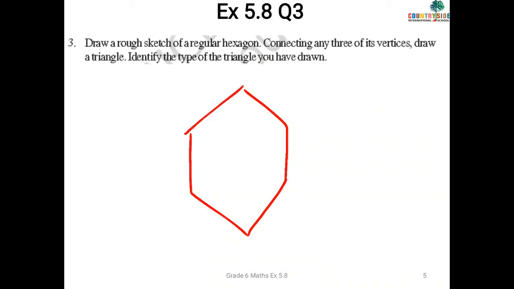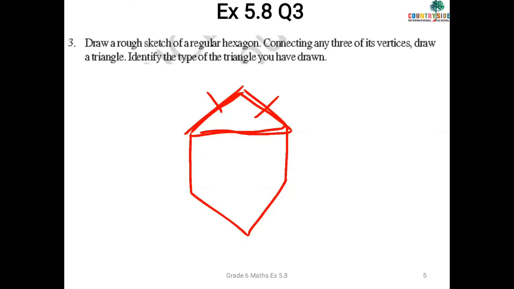So triangle has how many sides? 3 sides. So side 1 and side 2 we already have. So we simply have to draw one line. So in this way we got this triangle. Okay, now identify the types of triangle you have drawn. So scholars, now if you focus on the diagram, you will see 2 sides are equal. That means this one and this one. So whenever 2 sides are equal, it is an isosceles triangle. Okay, so this was the rough diagram.